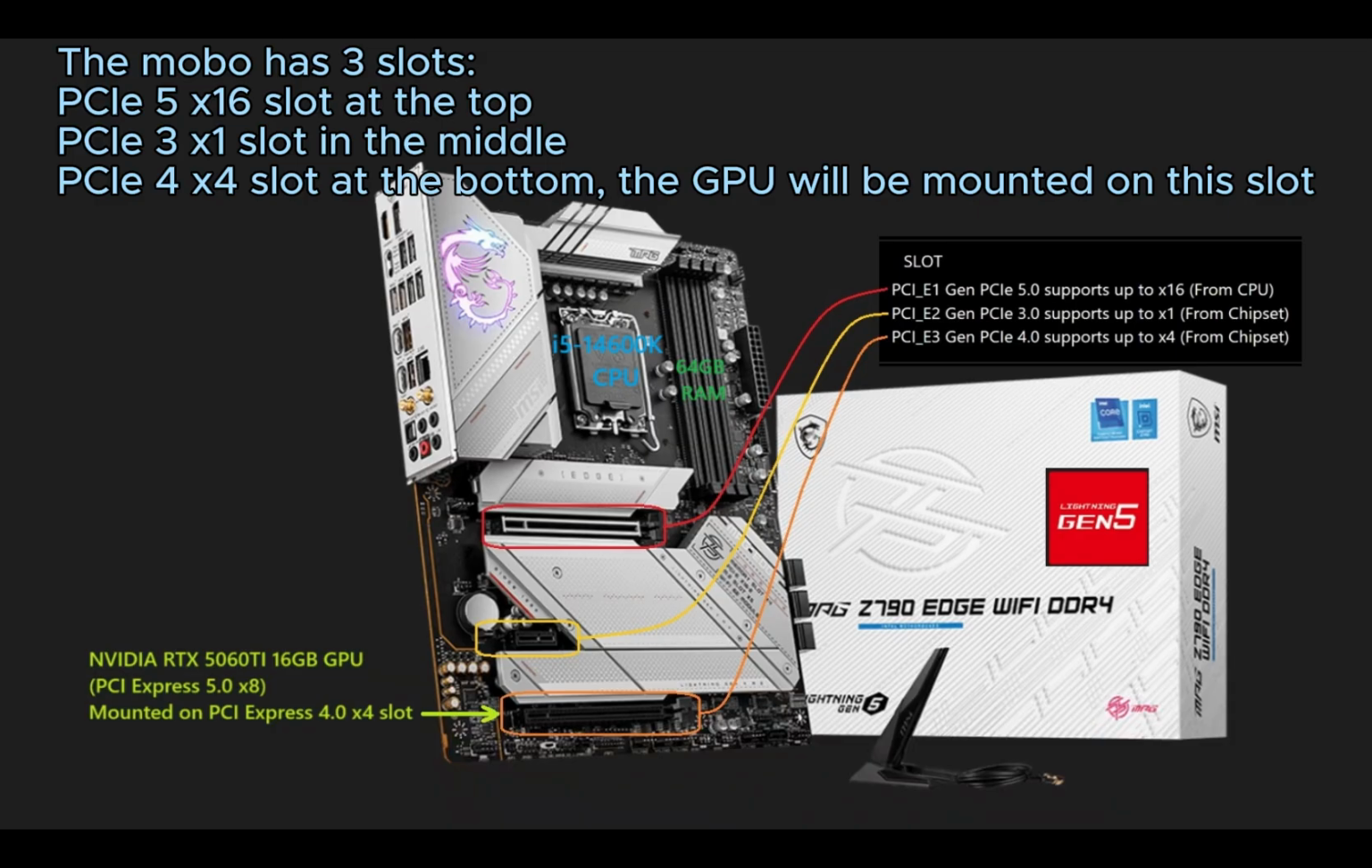The Mobo has 3 slots. PCIe 5x16 slot at the top. PCIe 3x1 slot in the middle. PCIe 4x4 slot at the bottom. The GPU will be mounted on this slot.